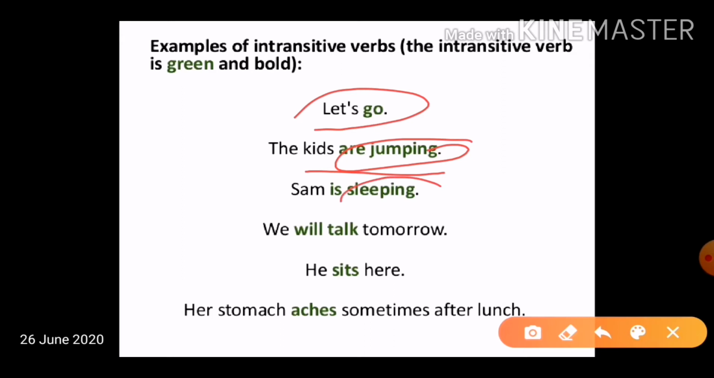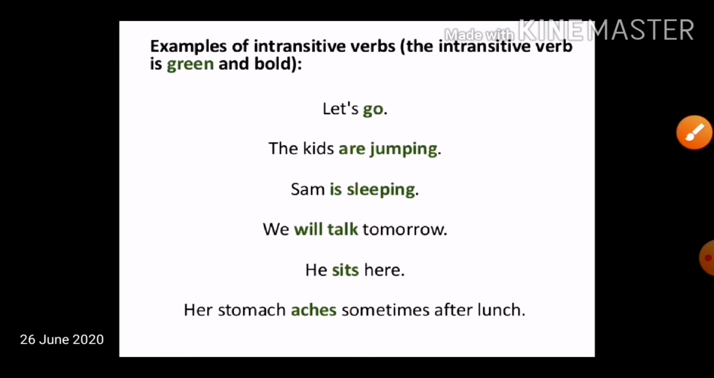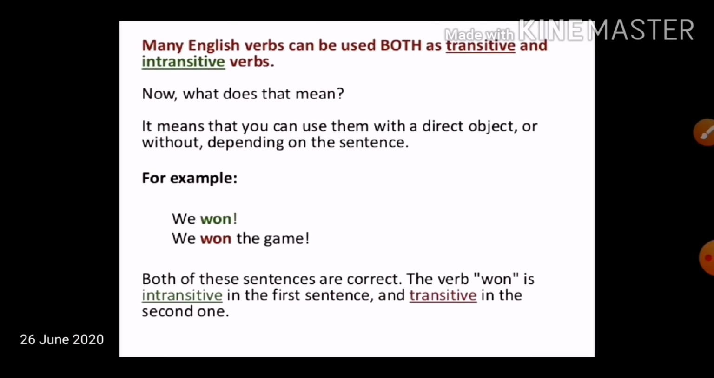Sam is sleeping. We will talk. He sits here. Her stomach aches sometimes after lunch. So it does not take any direct object here, so they are intransitive verbs. Many English verbs can be used both as transitive and intransitive verbs.